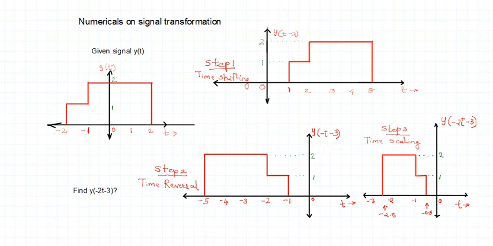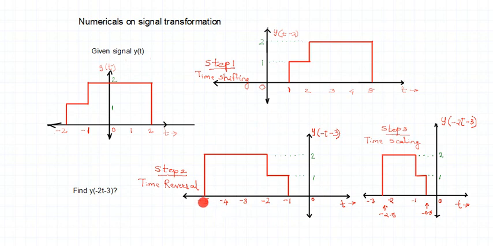Now we are going to do scaling. Scaling is by a factor of 2. So how would you name the signal? Append the scaling factor to your t. The signal was earlier y of minus t minus 3. When scaled, the name of the signal becomes y of minus 2t minus 3. Right?